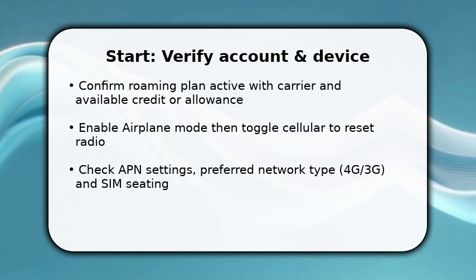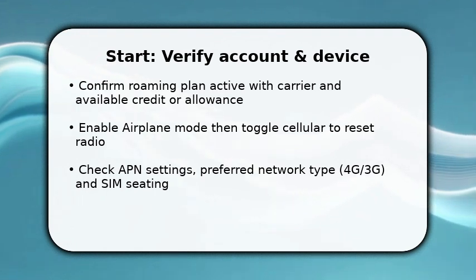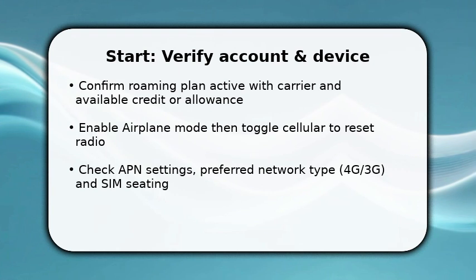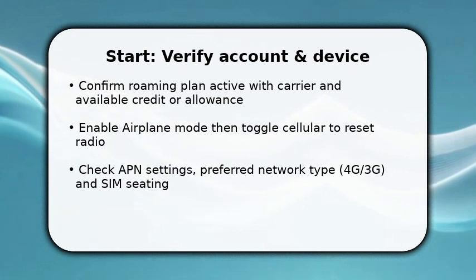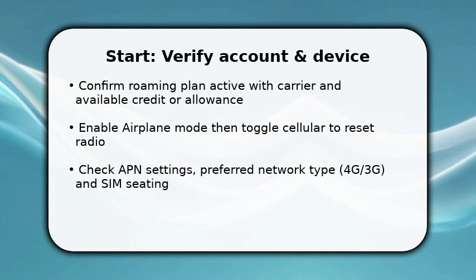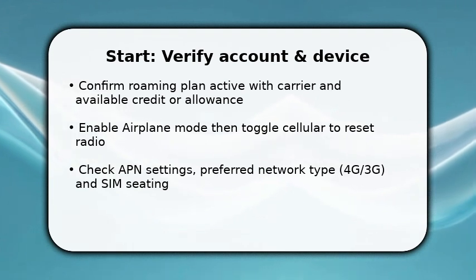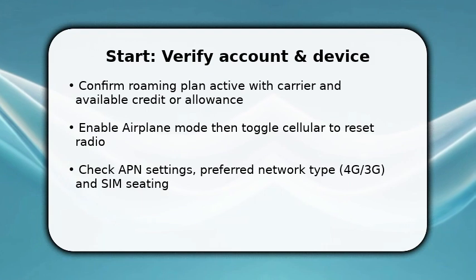Then open cellular settings to verify preferred network mode, 4G or 3G, and inspect APN entries. Incorrect APN prevents data sessions. Make sure the SIM is seated correctly. Physical contact matters for international roaming.